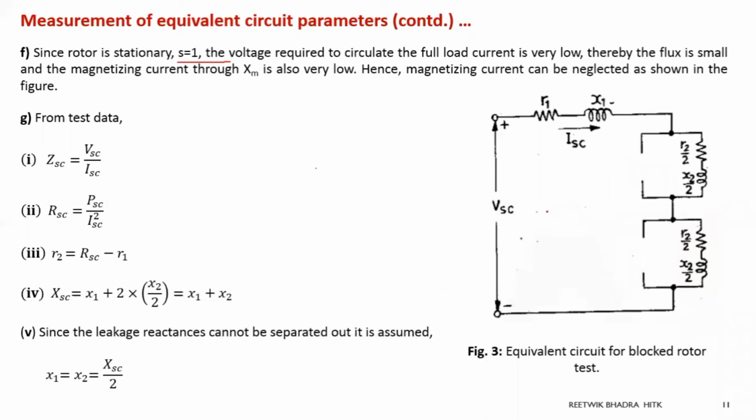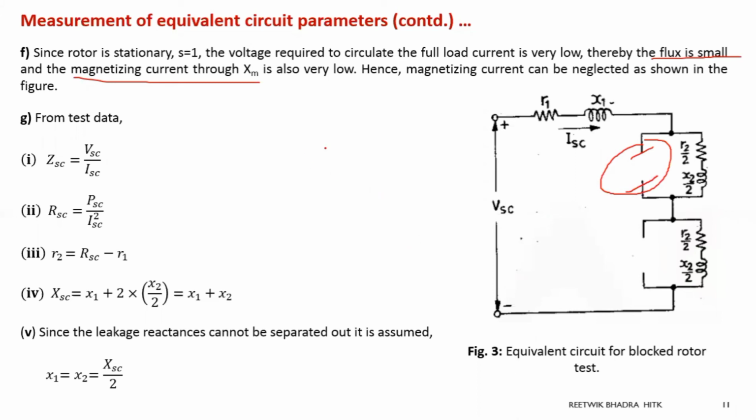During the block rotor test, in order to produce the full load current, the voltage supply is very low. You know this, right? And for that voltage supply, core loss is directly proportional to voltage square. So if your voltage is less, your core loss can be neglected. The flux will be very small during this condition, so XM can be neglected. That's why it is kept open over here.